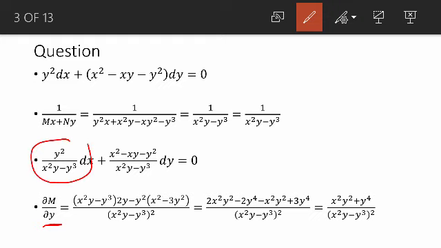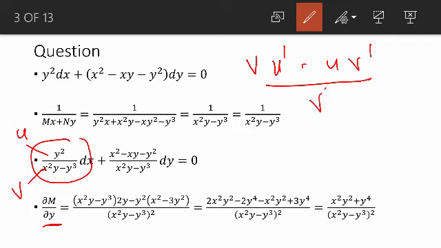Since this is a rational function, we can use the quotient rule where the numerator is u and the denominator is v. So we can say v u prime minus u v prime, all over v squared. So v now is the numerator, which is exactly what we have here. Then u prime is differentiating u with respect to y, that's y squared. That's how we got 2y here.